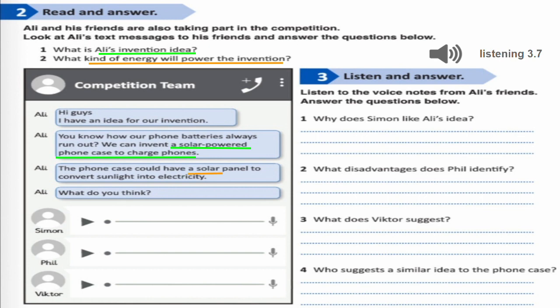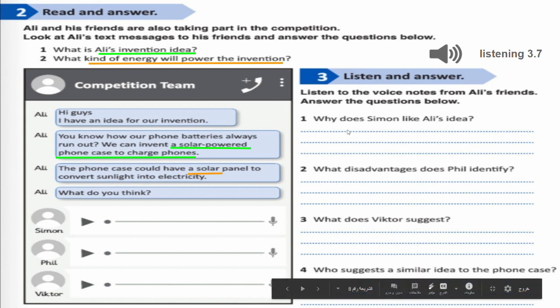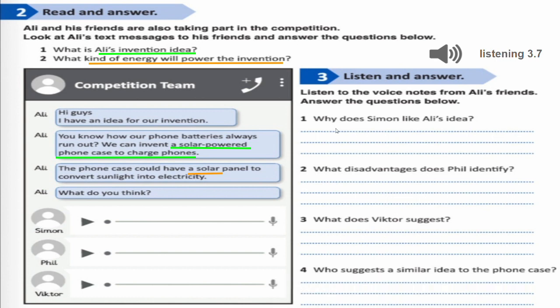Now, let's look at activity 3. Listen and answer. Listen to the voice notes from Ali's friends. Answer the questions below. Here we have 4 questions. You should read them and try to answer them.